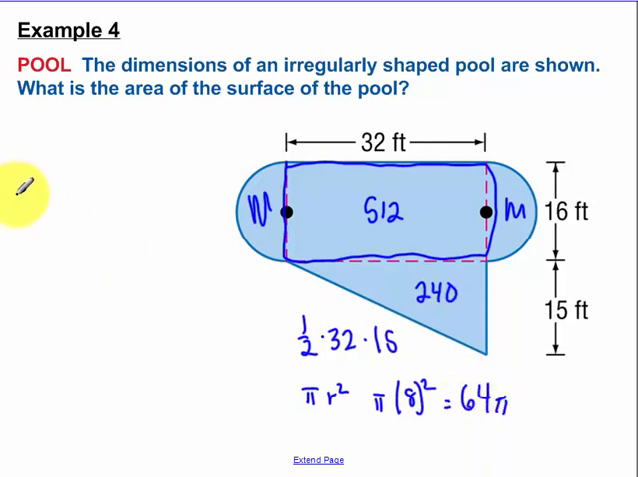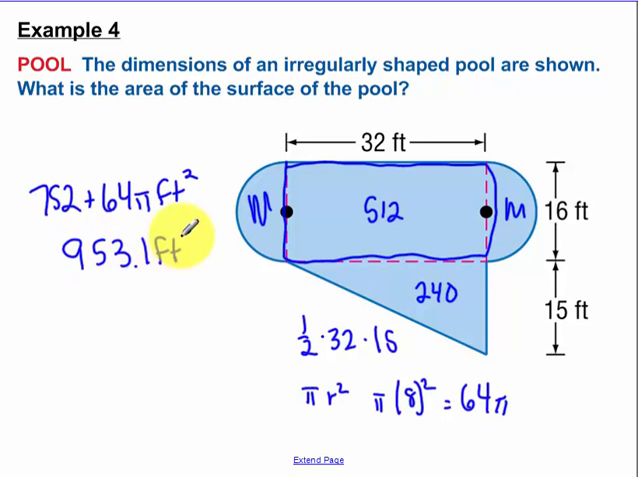So adding my areas together, 752 plus 64 pi square feet. Now what is that? I've got to grab my calculator. 752 plus 64 pi. We get 953.1 square feet.